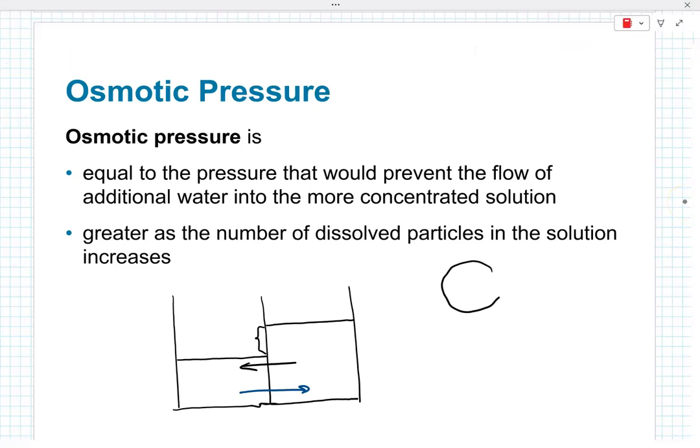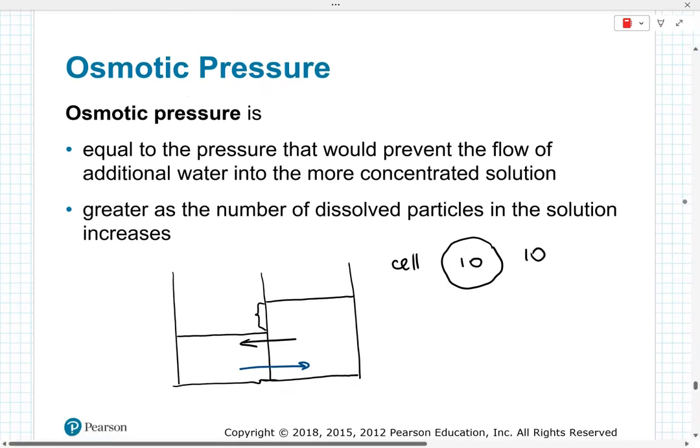You have a cell, and the concentration of solutes in the cell is, just a number, 10. The concentration of solutes outside of the cell is also 10. Will water move anywhere? No, there will be no net movement. We call it an isotonic environment.